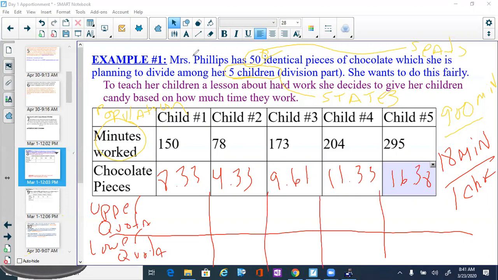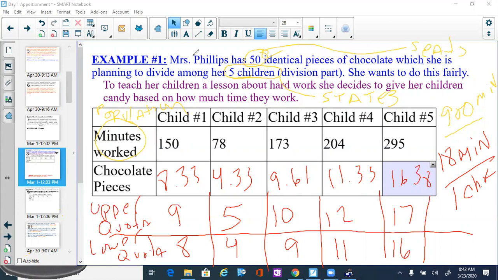And what I'm going to do is we have an upper quota, and that just means we round them all up. So 8.33 becomes 9, 4.33 becomes 5, 9.61 becomes 10, this becomes 12, and this becomes 17. Or we do a lower quota, which we round them all down. We say everybody gets 8, this gets 4, this gets 9, this gets 11, this gets 16, okay?